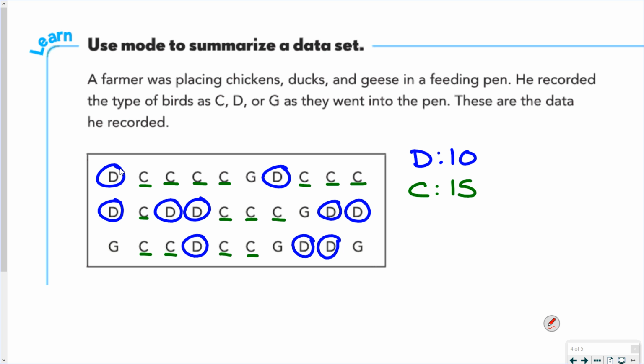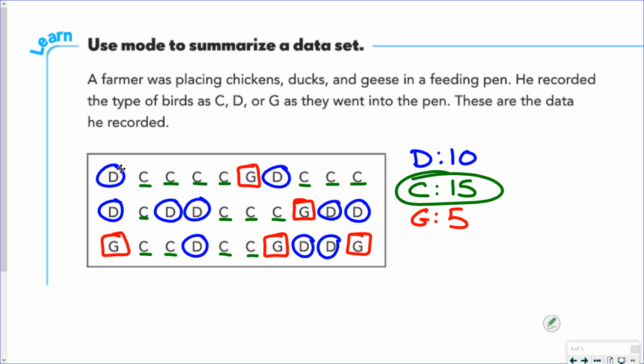All right, chickens. 1, 2, 3, 4, 5, 6, 7, 8, 9, 10, 11, 12, 13, 14, 15 chickens. So right now, our mode would be chickens because there are 15 chickens. So then we count our geese. 1, 2, 3, 4, and 5. Which, yes, we could figure out due to the process of elimination because there's 10 in a row, so there's 30. We've already counted 25, so there'll only be 5 geese. But it's always good to double check. So our mode in this case would be the chickens.